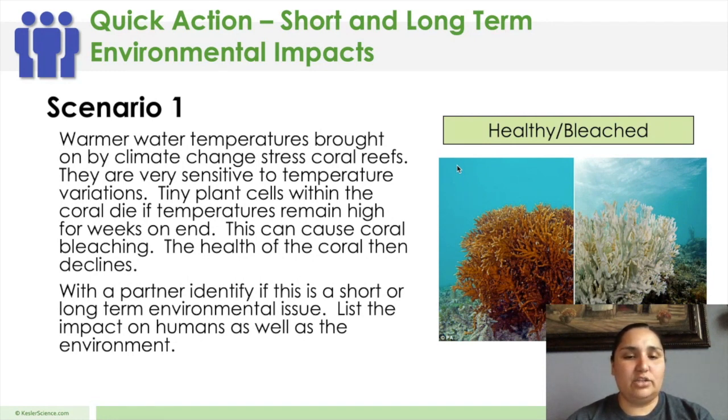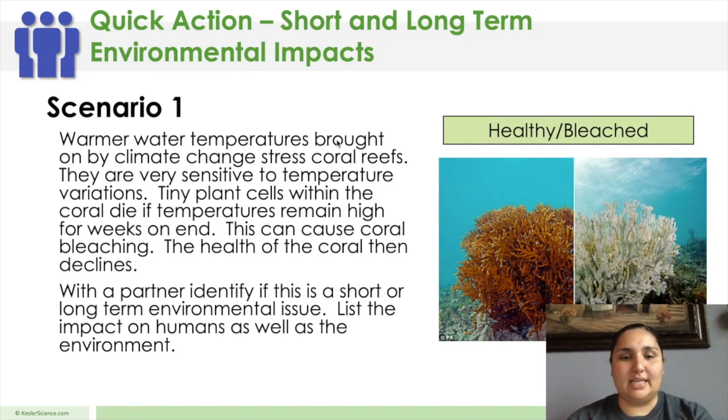So go ahead and think to yourself, is this a short-term environmental issue or a long-term environmental issue? Excuse my daughter in the background. Would this happen quickly or slowly? And do you think that the temperature of the water can ever diminish back again? What do you think? Is it short-term or long-term? Once again, pause the video if you need more time to think.